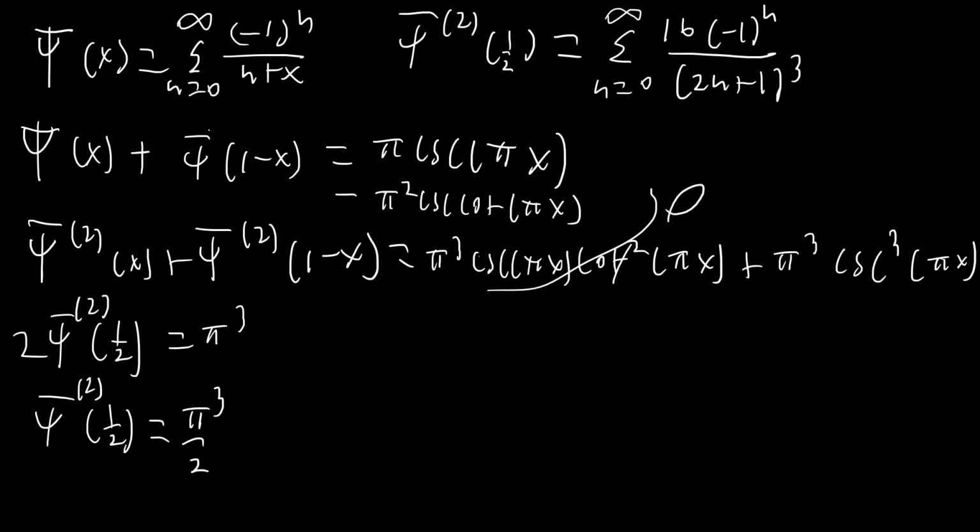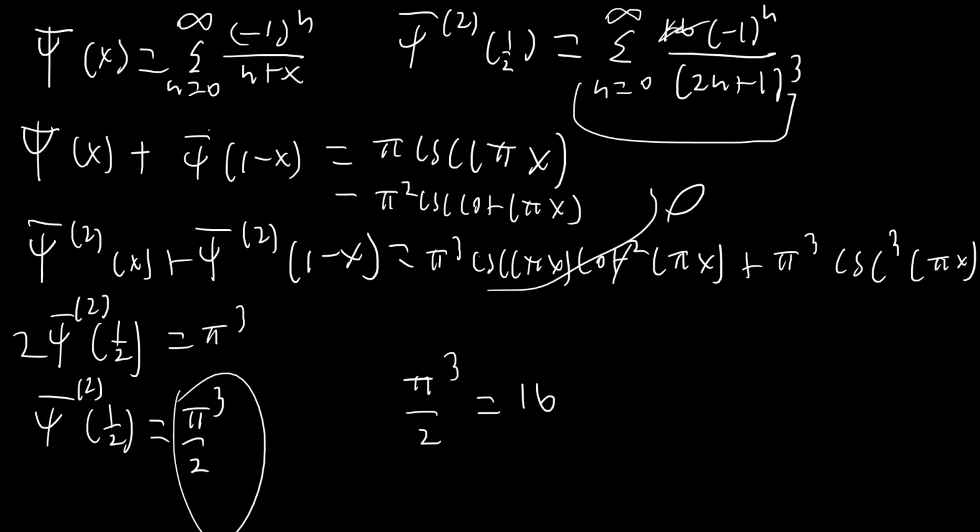we're going to get this result right here. And then if we go ahead and substitute in this right here, we're going to see that pi cubed over 2 equals 16 times this sum without the 16, which I'm just going to call s in this situation, which tells us that s, which is what we're solving for, is pi cubed over 32.